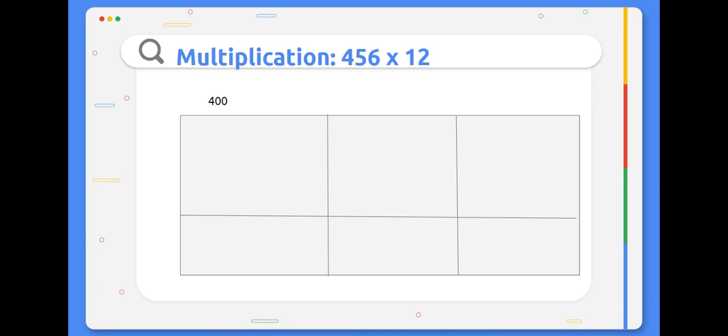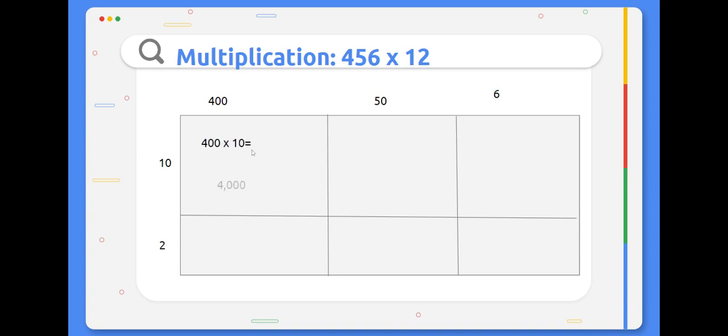Okay, you should have put them down on top and on the side by their place value. There's 4 hundreds, there's 5 tens, and there's 6 ones. Now on the side, you should have said 1 ten and 2 ones. Now we multiply as they meet.